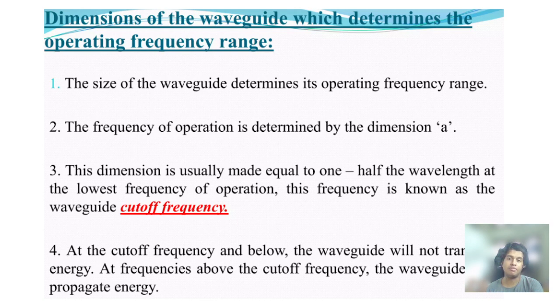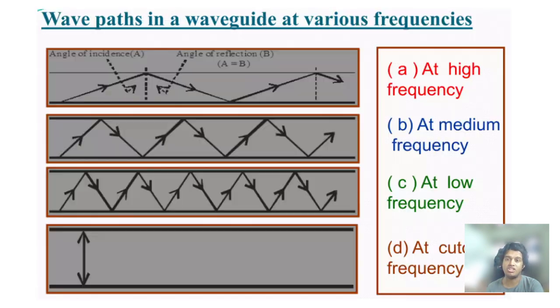The frequency of operation is determined by the dimension A. The dimension is usually made equal to one half the wavelength at the lowest frequency of operation. This frequency is known as the cutoff frequency. At the cutoff frequency and below, the waveguide will not transmit energy. At frequencies above the cutoff frequency, the waveguide will propagate energy.